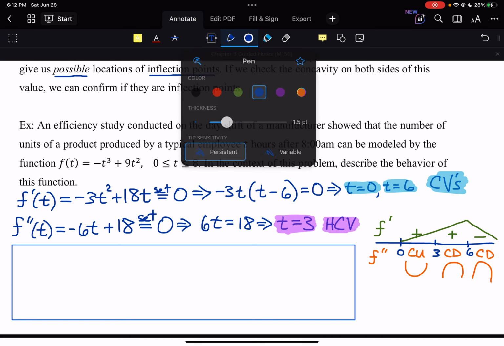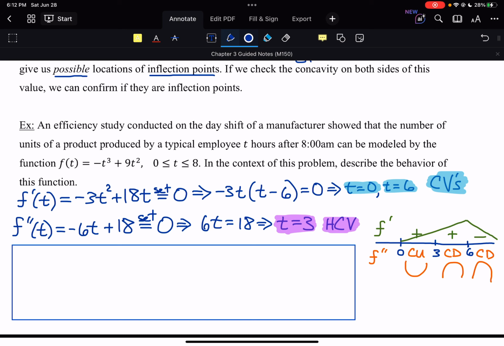So now this is going to give us a picture of what exactly is happening here. So the function tells us how many units are being produced. The first derivative is the rate of change of that, so it's how much their productivity is as they go, right? How efficient are they, right? Because that's what this question is asking about, efficiency. So the rate at which they make those products is determined by the derivative. That rate is going up and up until we hit 6 hours, and then it's going down.